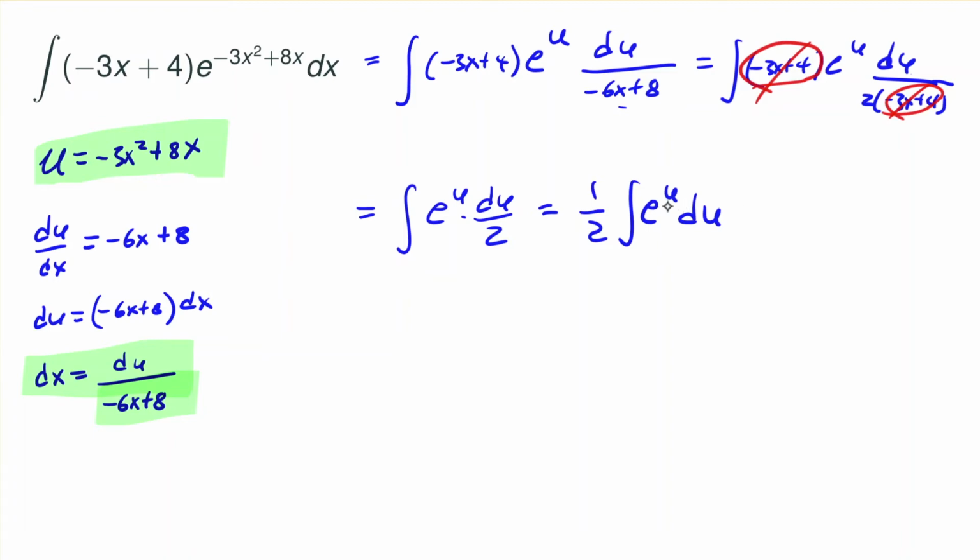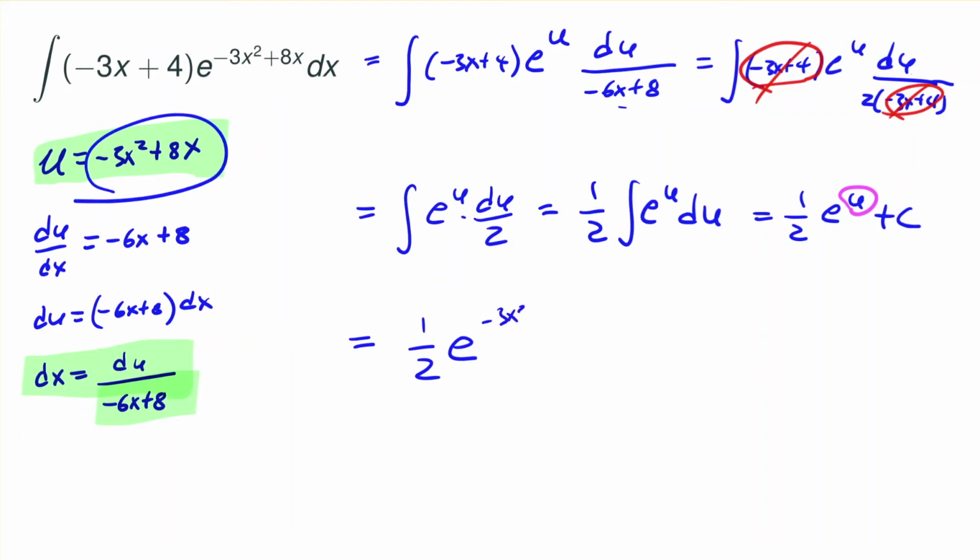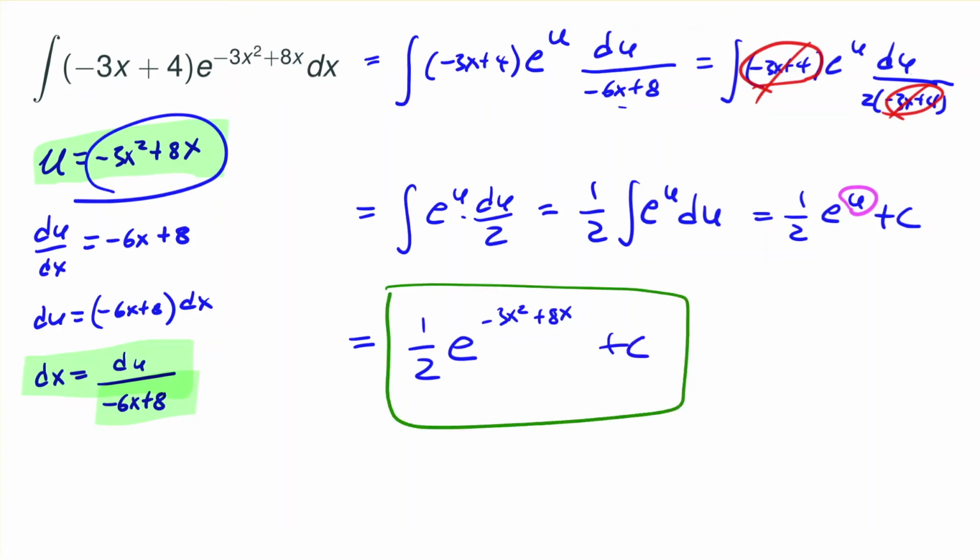Well, the antiderivative of e to the u is just e to the u, right? So we have 1 over 2 e to the u, now plus c, because it's an indefinite integral. For the final answer, we need to plug back in what u is. The final answer is 1 over 2 e raised to u, which is this one right here, negative 3x squared plus 8x, plus c. So this is our final answer. Again, if you take the derivative of this one, in fact, you'll get this right here.